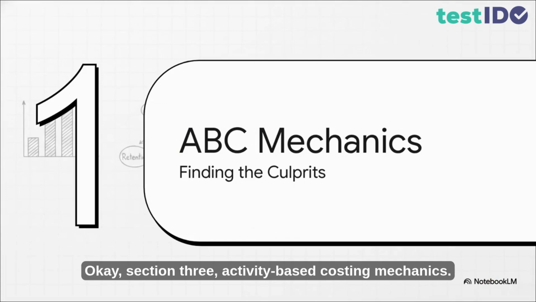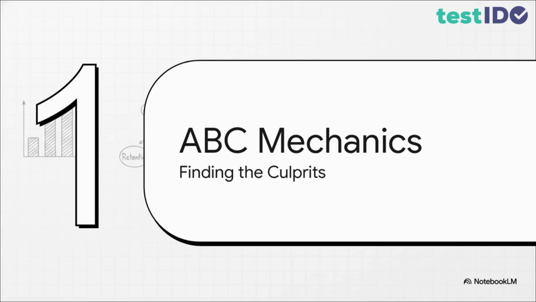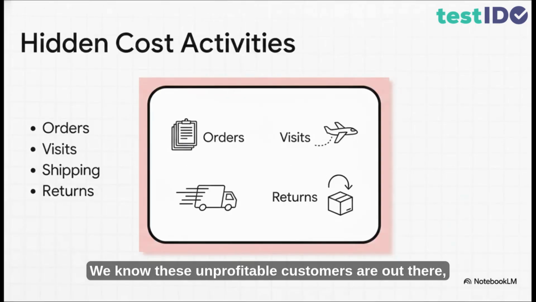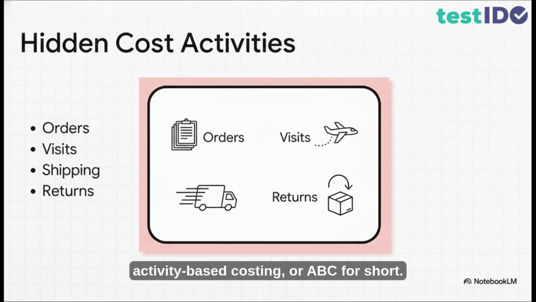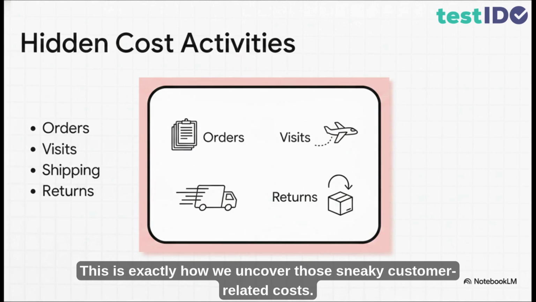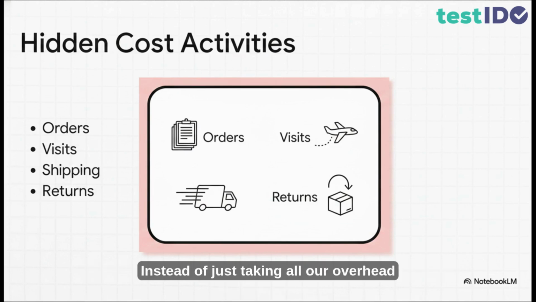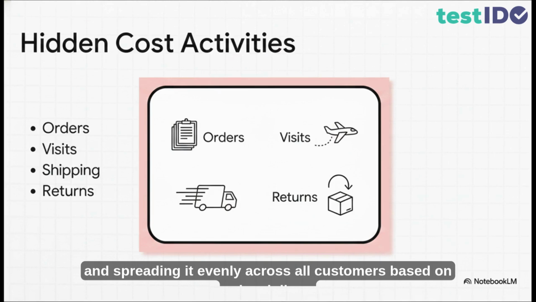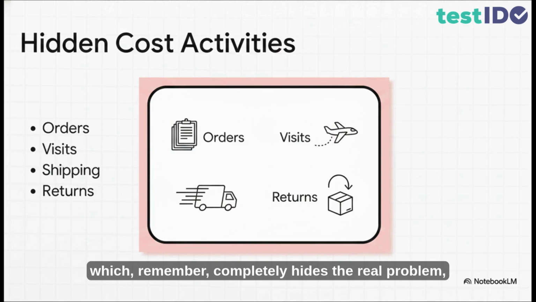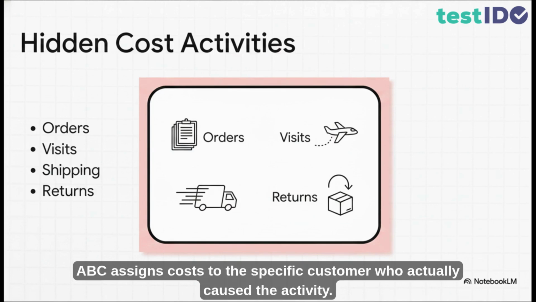Okay, Section 3, activity-based costing mechanics, finding the culprits. We know these unprofitable customers are out there, but how do we actually measure the damage they do? To find the culprits, we need a very specific tool, activity-based costing, or ABC for short. This is exactly how we uncover those sneaky customer-related costs. Instead of just taking all our overhead and spreading it evenly across all customers based on sales dollars, which, remember, completely hides the real problem, ABC assigns costs to the specific customer who actually caused the activity.